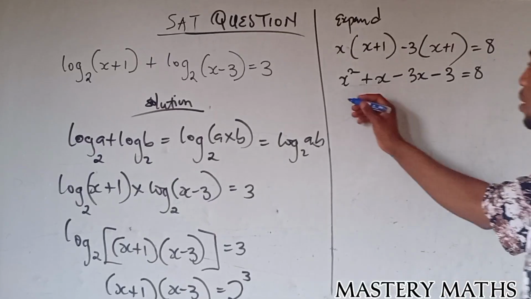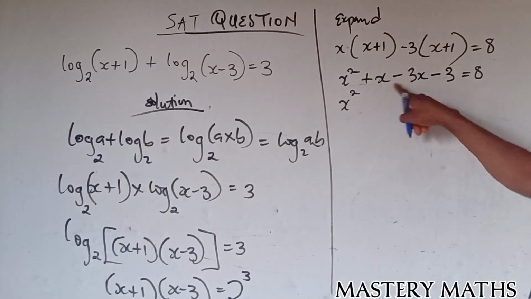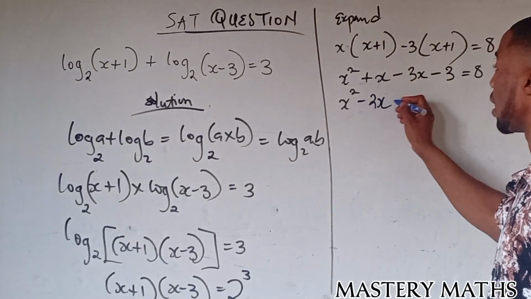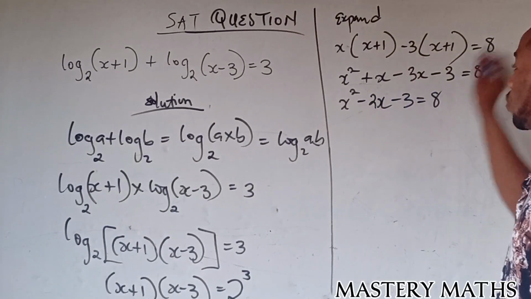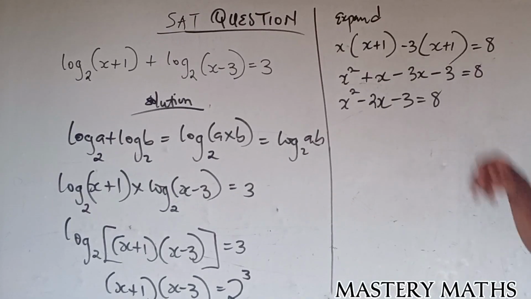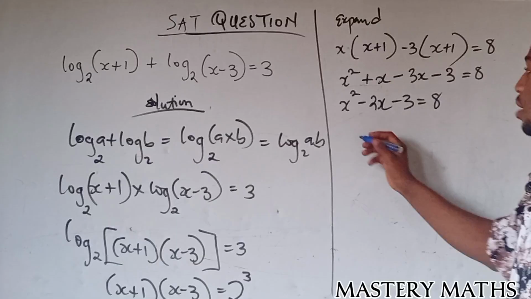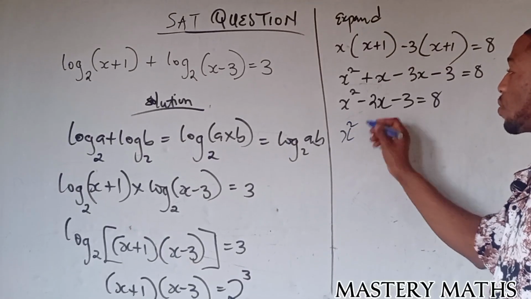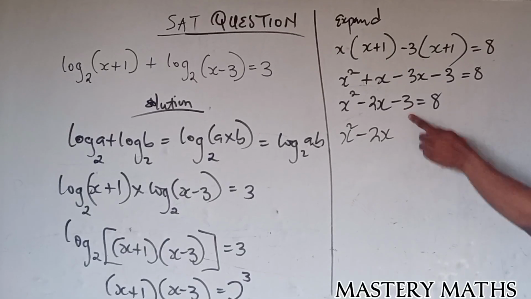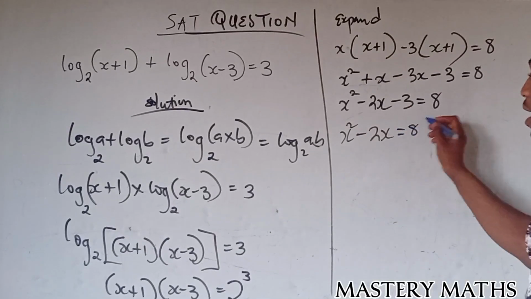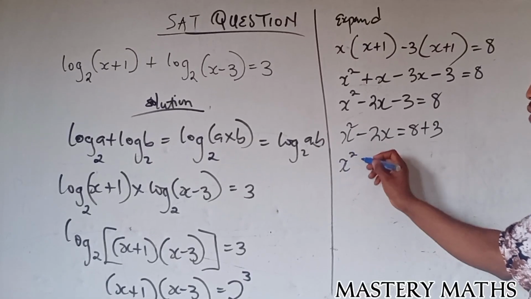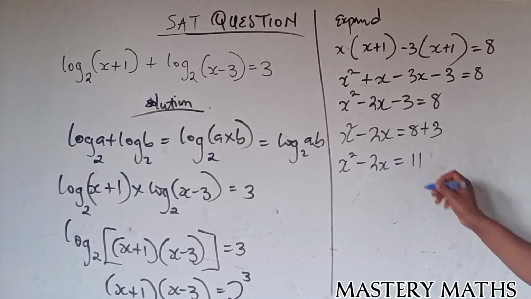So what should we do next? Here will be x squared plus x minus 3x, which will give us minus 2x, then minus 3 equal to 8. So what should we do? That 8 outside, we'll bring it inside. We'll collect our like terms, taking the minus 3 outside, which becomes your 8 plus 3, which will give us x squared minus 2x equal to 11.